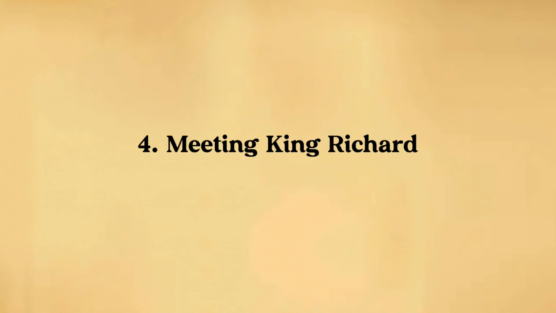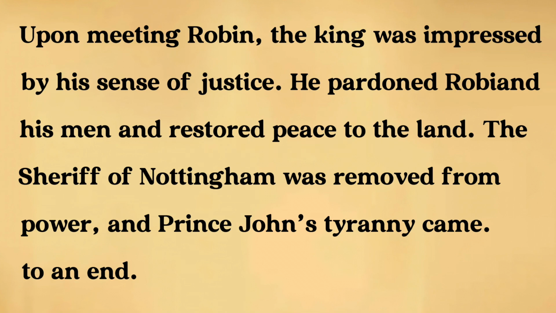4. Meeting King Richard. Upon meeting Robin, the king was impressed by his sense of justice. He pardoned Robin and his men, and restored peace to the land. The Sheriff of Nottingham was removed from power, and Prince John's tyranny came to an end.